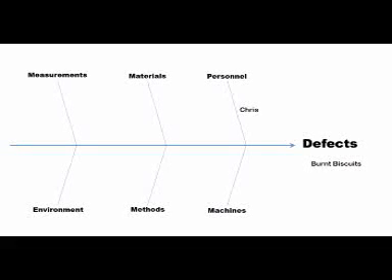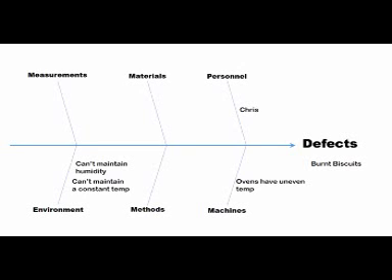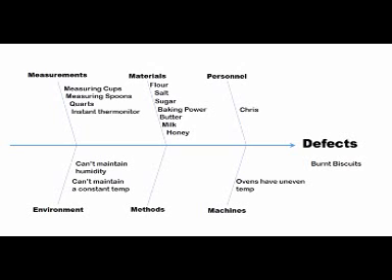Okay, so with this first part of making biscuits, what did we learn? We learned that as far as machines go, the ovens have uneven temps. We learned that in the environment they can't maintain a constant temperature and they can't maintain the humidity. We learned what the materials for making the biscuits were, what was used to measure and what the measurements were, and what type of methods were being used in the process of making these biscuits. Let's see what the next steps are.